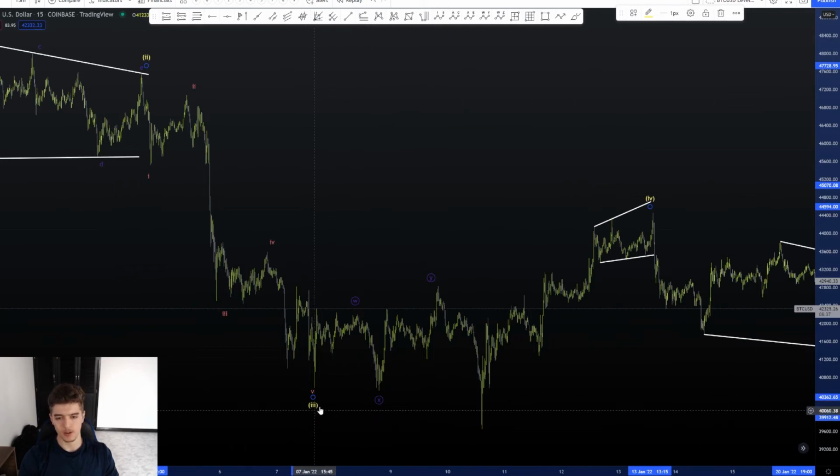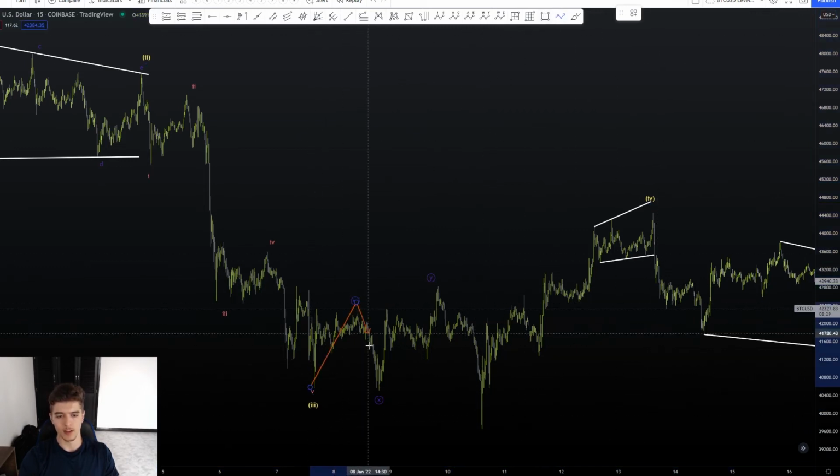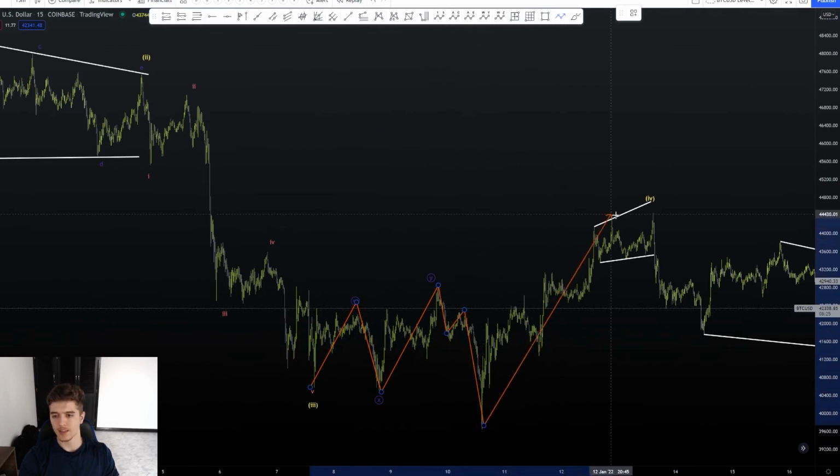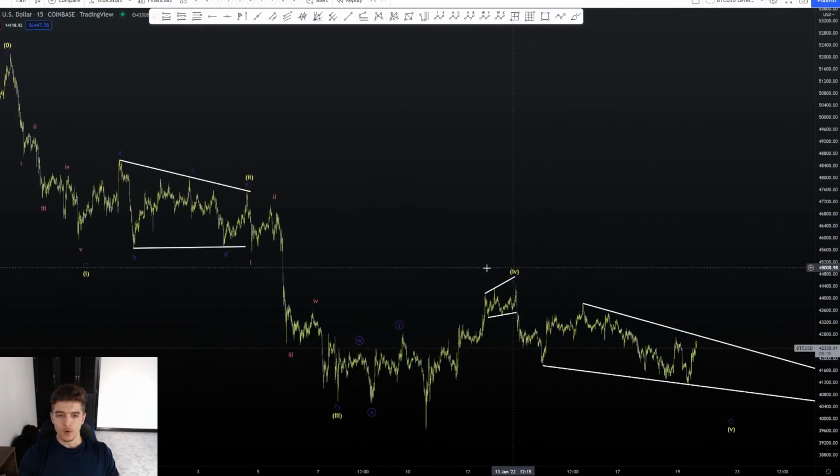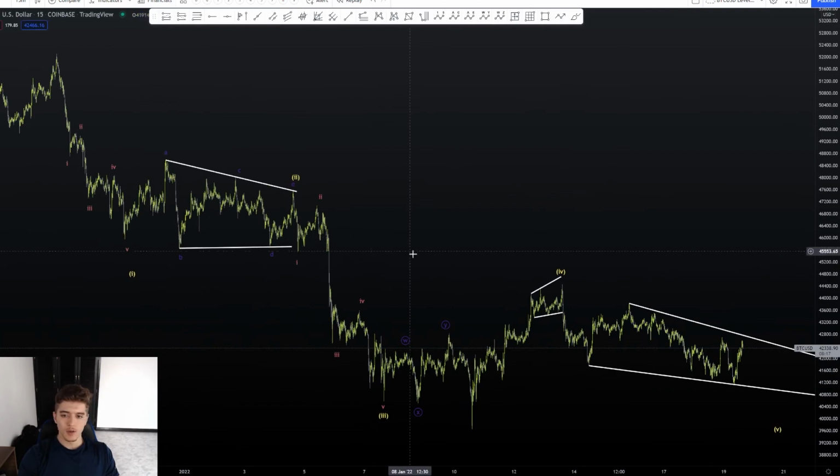perhaps some sort of expanded flat, where this is A, B, C. So this would be a 3-wave move here, A, B, C, A, B, C, and you'd have to make this into an impulse for the wave C of the flat. So that's a possibility if this is a wave 4. It does not overlap this wave 1, so it is valid.